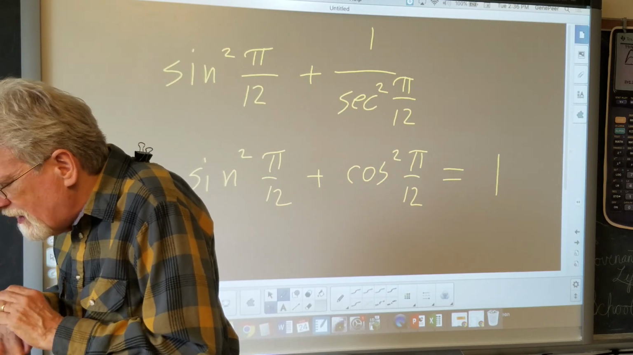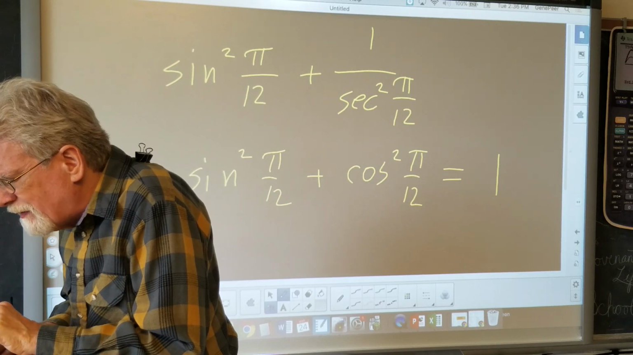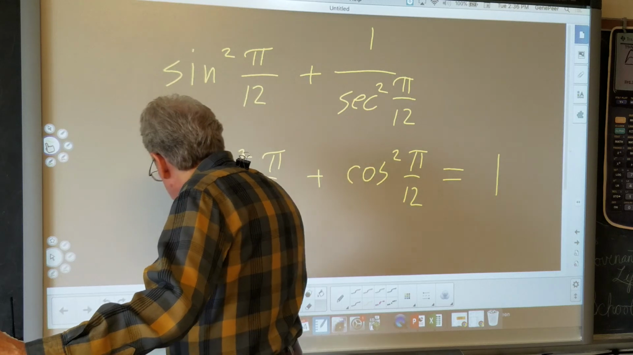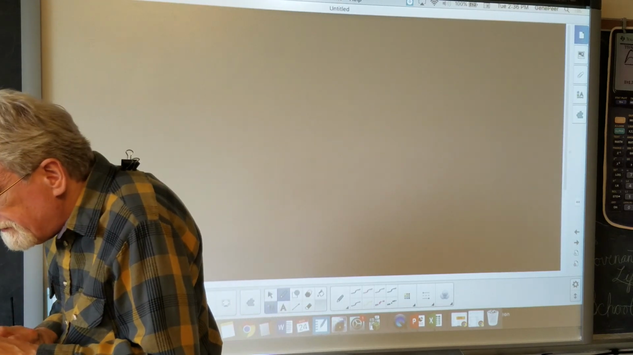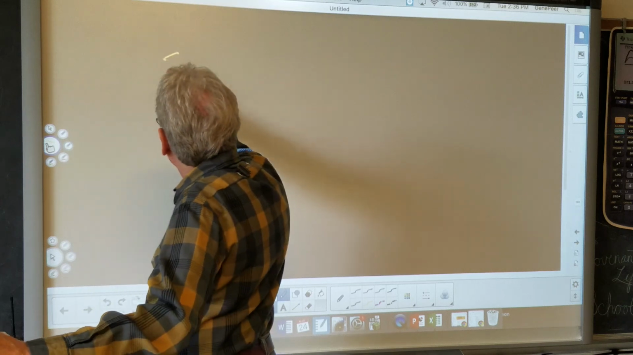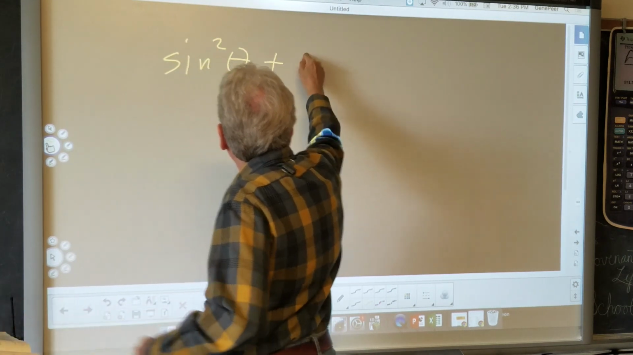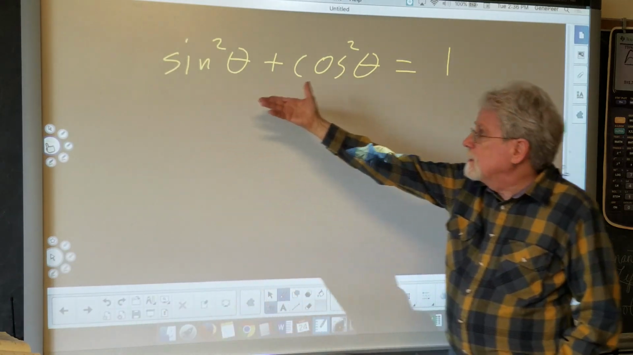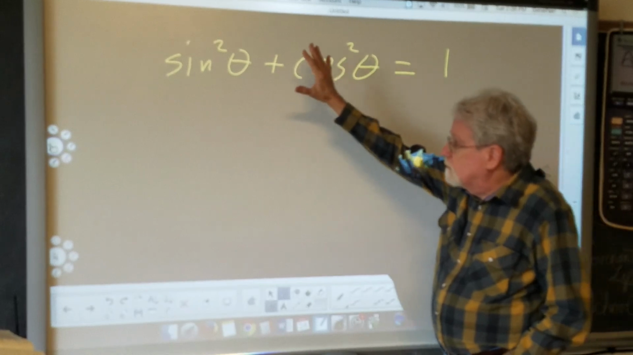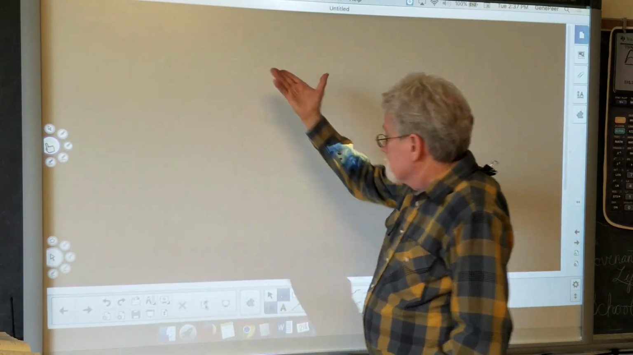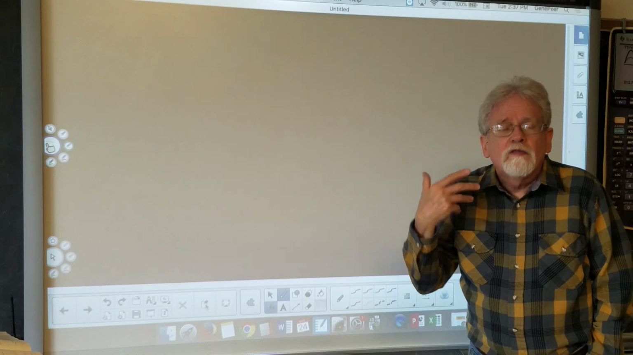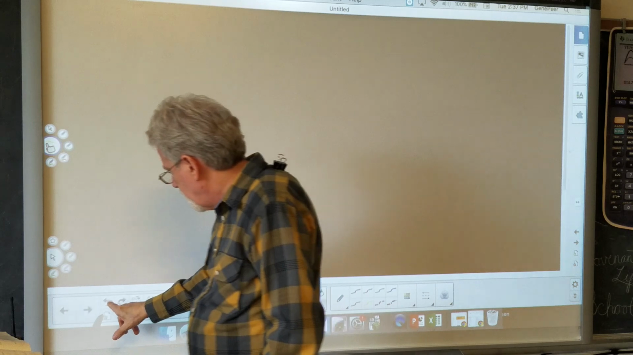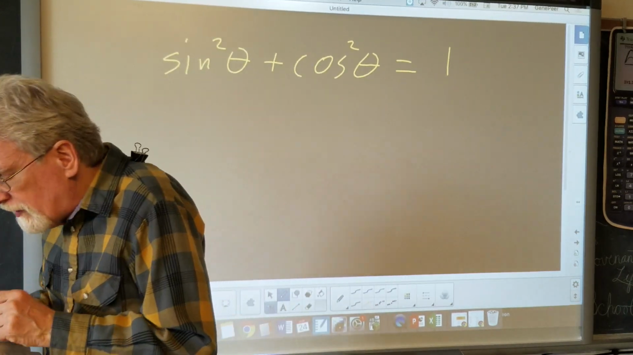Now, here's an interesting thought. I feel like I showed you this before, but I guess, no, I did not. Okay. Let's start again with sine squared theta plus cosine squared theta equals 1. By this time, you should already be getting used to this. You know what that says. It says sine squared theta plus cosine squared theta equals 1. Pythagorean theorem.